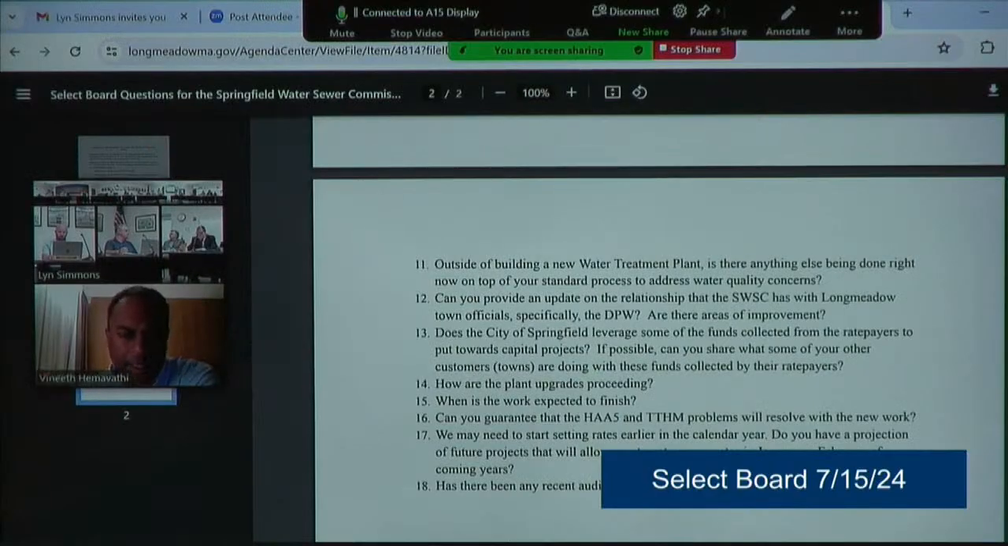Okay. Let's go back to 12. We just talked earlier about opening up more communication with you all and having more of a dialogue. Can you tell us about your contacts with the town of Long Meadow right now with DPW? What's the regular course of business in terms of staying in touch with DPW or providing updates?